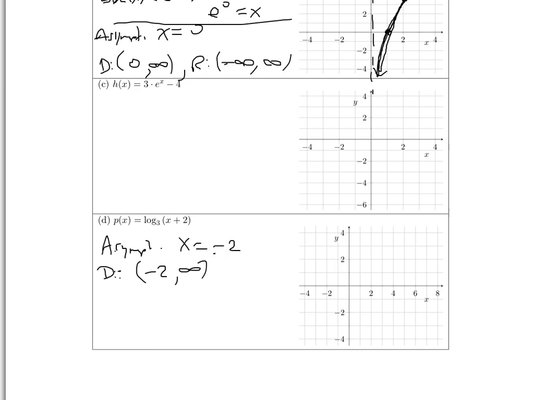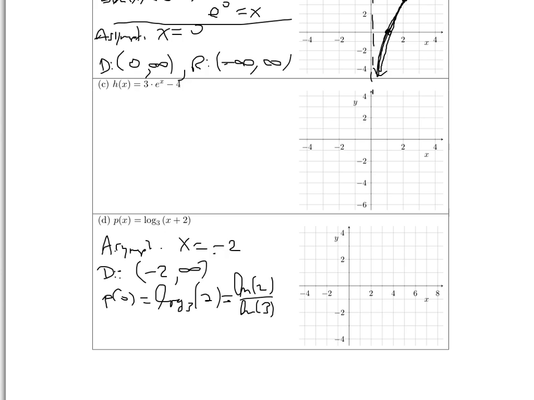I'll finish with D since I already started it. So at this point, just plotting some points would be the way to go. So, for example, P of 0 is log base 3 of 2. And don't forget, change of base rule. We can say that's ln2 over ln3 to find out what number that is, because in order to plot it, I'm going to need to know the actual numerical value.